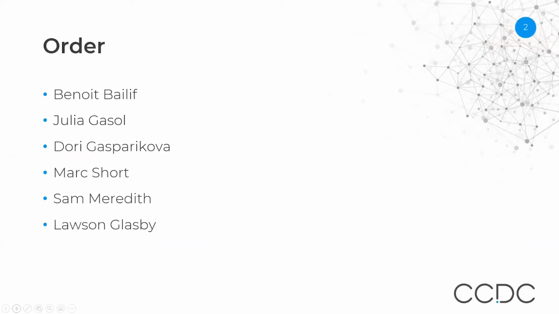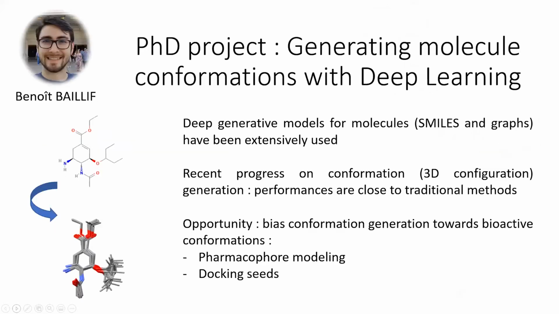So anyway, we're going to do it in this order. We're going to start with Benoit, and then Julia and Dory, Mark, Sam and Lawson. And I'm going to say ready, steady, go. Yeah, can you hear me fine?